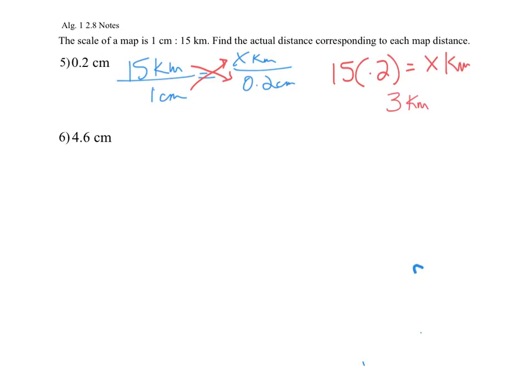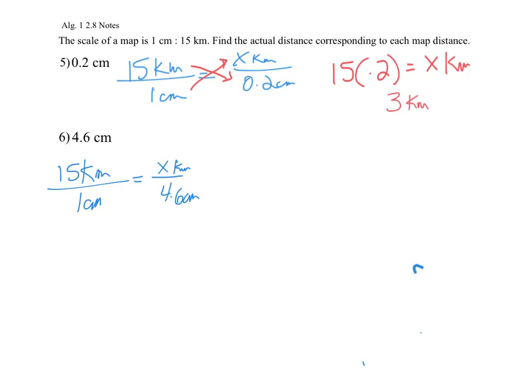We've got a similar situation on this one. Basically, we're going to have the same ratio. We've got 15 kilometers, and that's basically on a map that's 1 centimeter equals 15 kilometers. And in this case, the distance on the map is 4.6 centimeters, and we want the distance in kilometers.